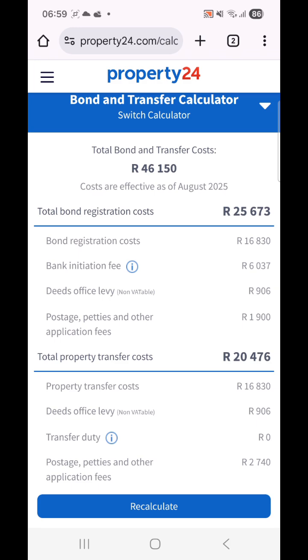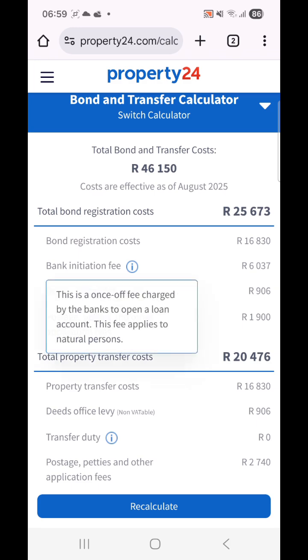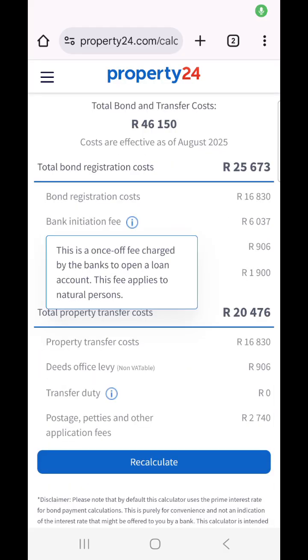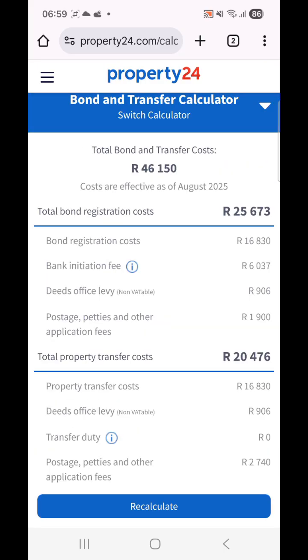So for your bond registration costs, you have your bond registration, and then you have your bank initiation fee. This is a once-off fee charged by the banks to open a loan account. This fee applies to natural persons, natural persons being human beings. In another video, I will talk a little bit more about the bank initiation fee and how I think it would be best for it to be charged. And then you have your deeds office levy, and then you have your postage, petties, and other application fees. This is where it really varies depending on the company and the type of property you have.